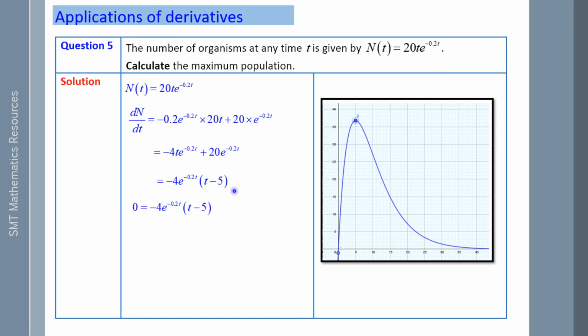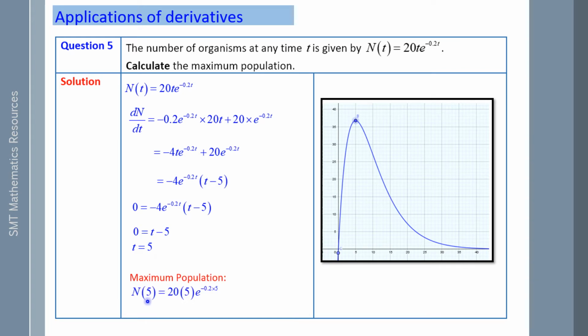To work out a maximum, I'm going to let my first derivative equal 0. And that's a function times a function, so I can apply the null factor law and let this equal 0 and let this equal 0. This equaling 0 is not going to work, so I'm left with t take 5 equals 0. Hence my answer is t equals 5.